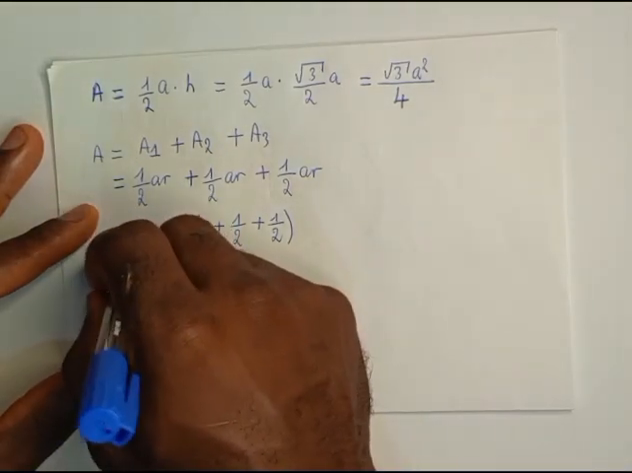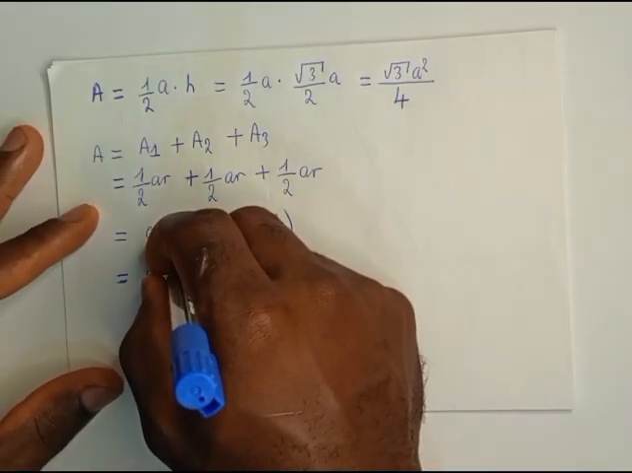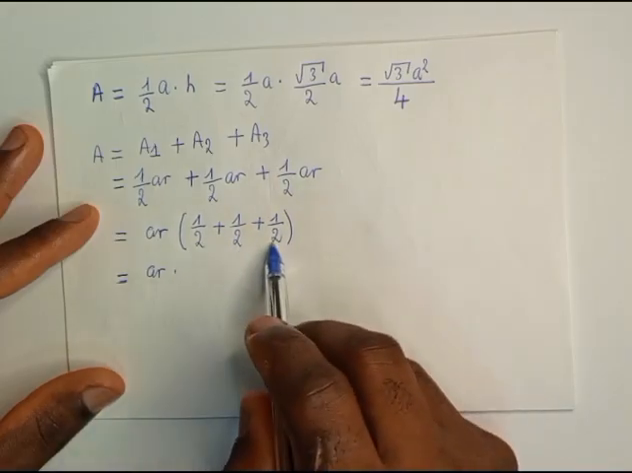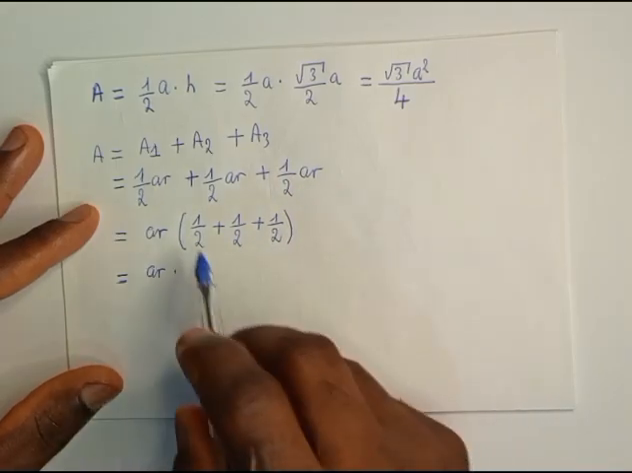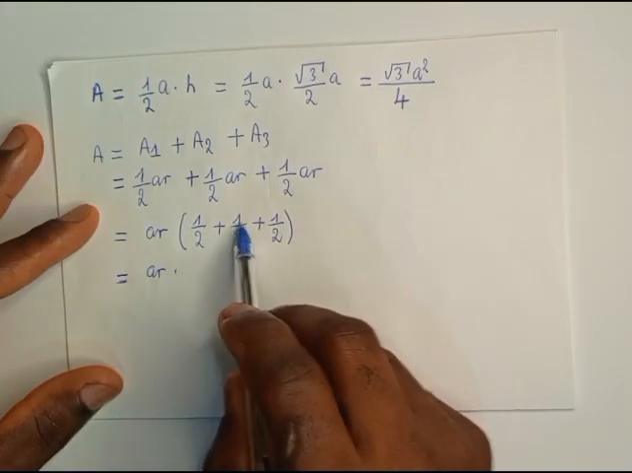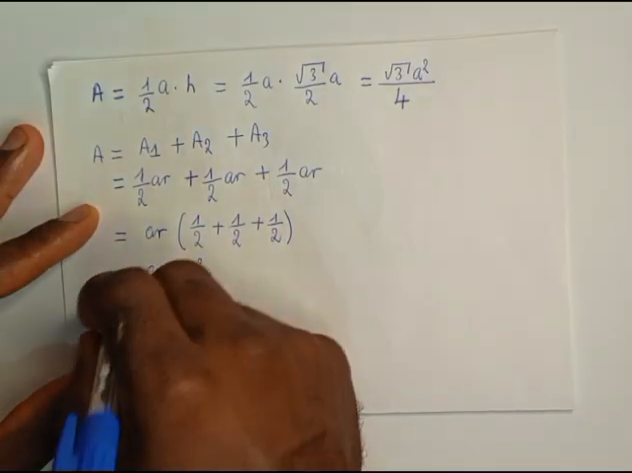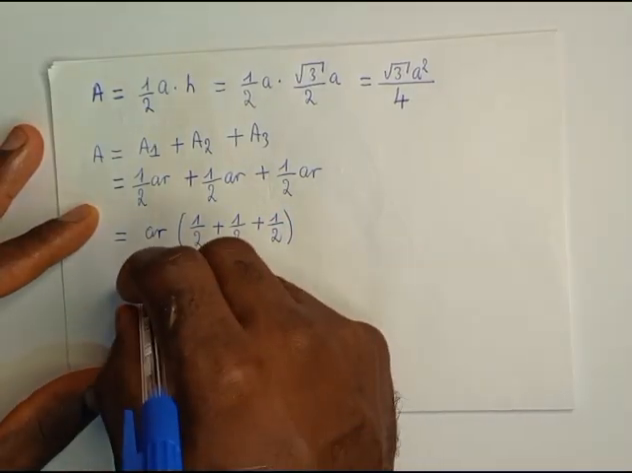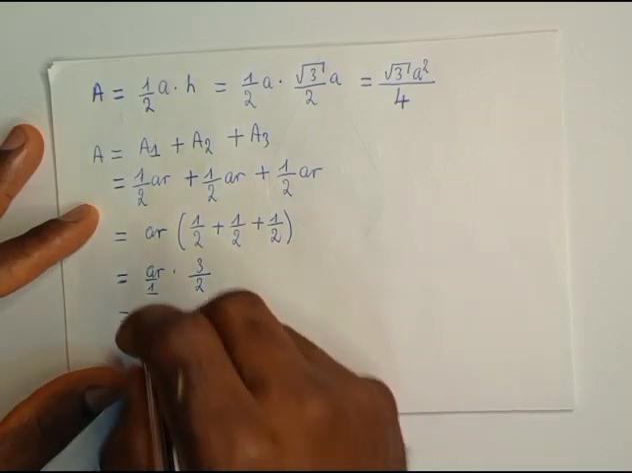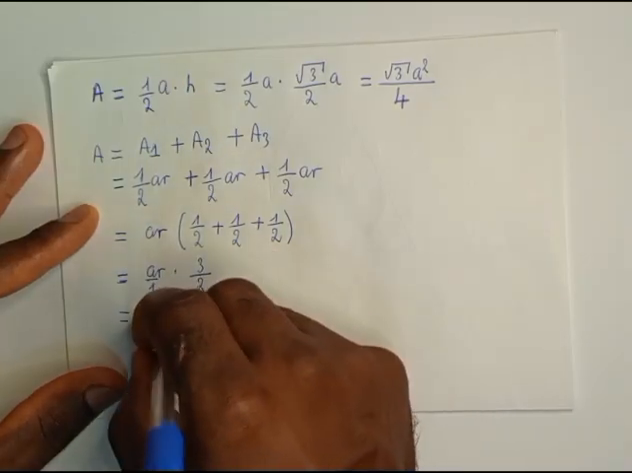This will simply be equal to AR times a half plus a half plus a half. You see that they have the same denominator, which is 2. We are going to maintain the common denominator and we add the numerators. 1 plus 1 plus 1 gives us 3. So AR times 3 on 2. And this will simply be equal to AR, which can be expressed as AR over 1. AR over 1 times 3 over 2 gives us 3 AR all over 1 times 2, which is 2.